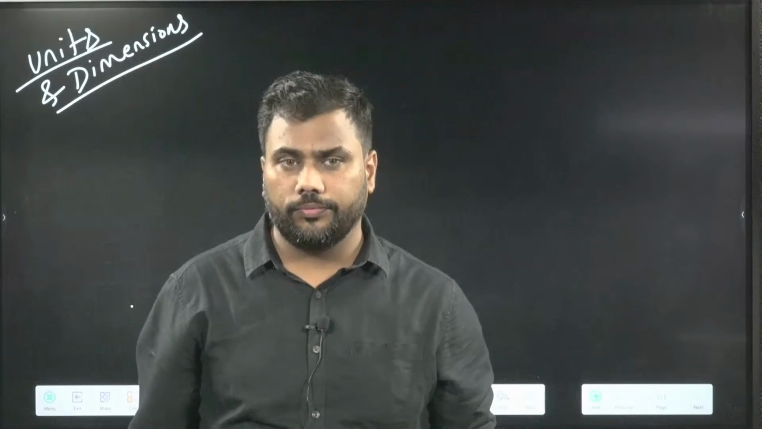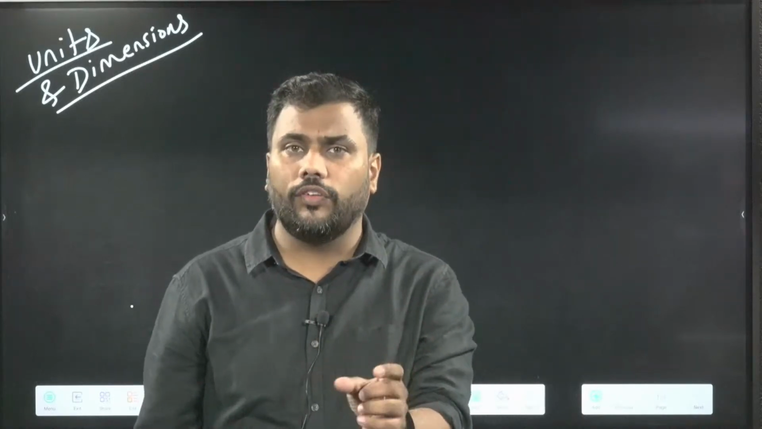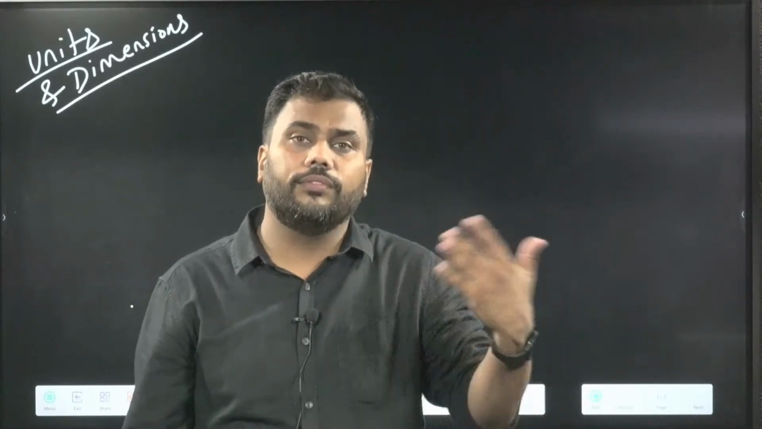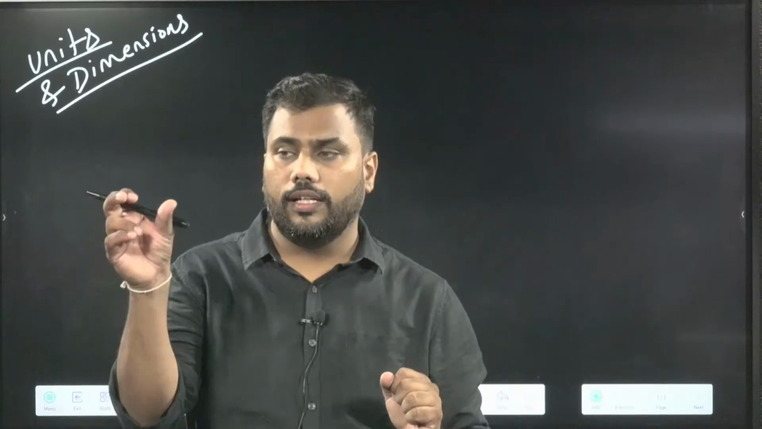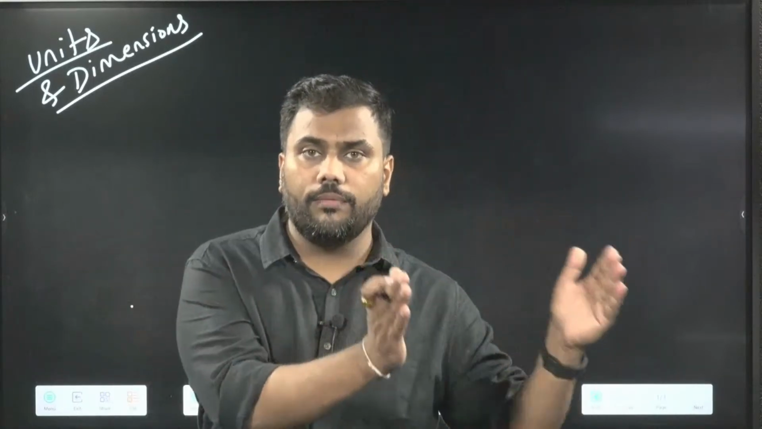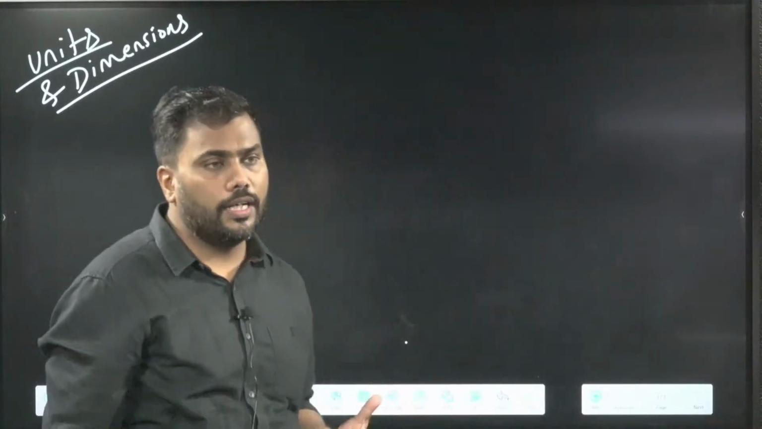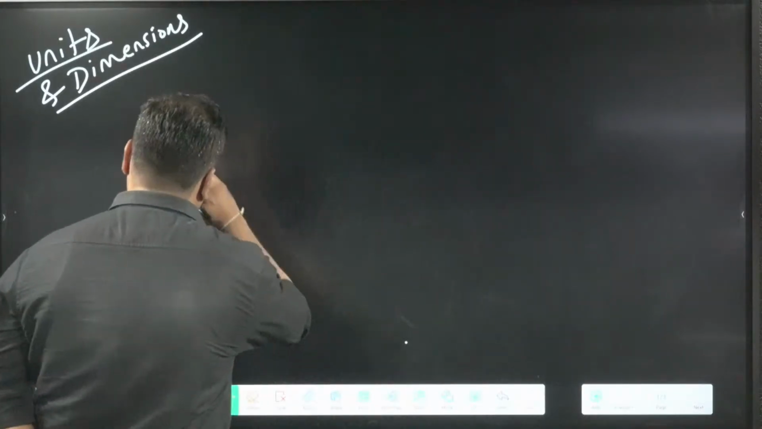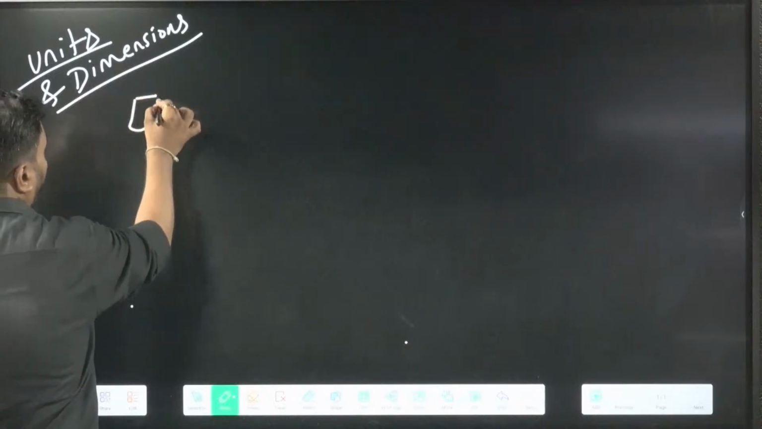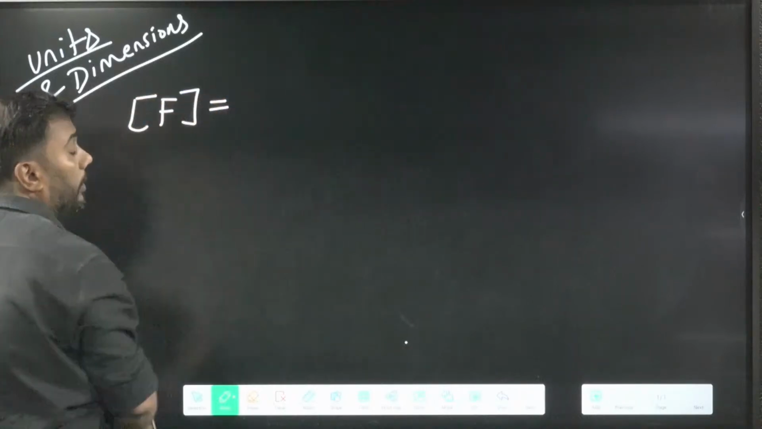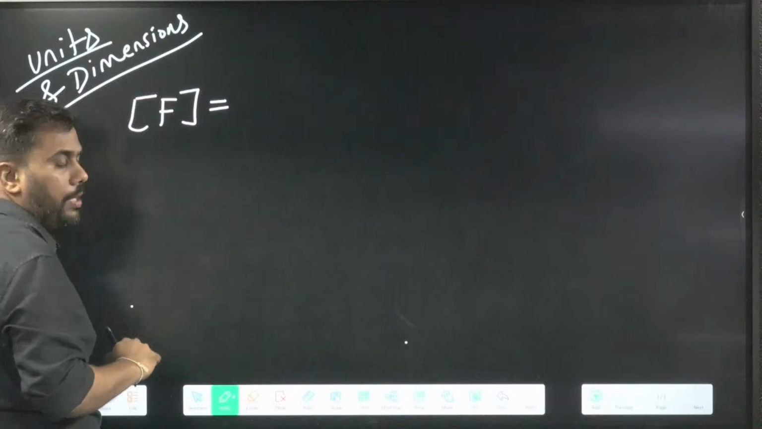What are dimensions? Dimensions are the powers of a derived quantity in terms of fundamental physical quantities. A derived quantity can be written in terms of fundamental physical quantities. The powers of the fundamental physical quantities on which a derived physical quantity depends are called dimensions.